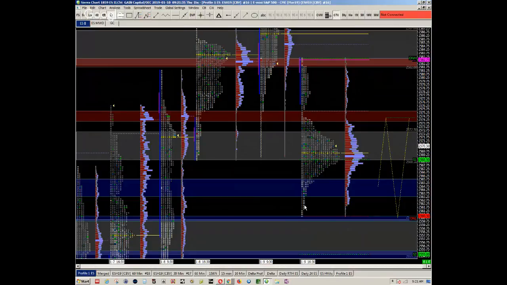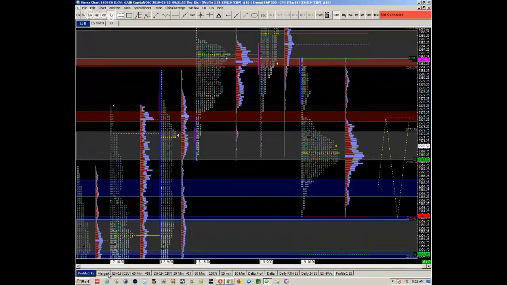Kind of traded back out of there, which again is another, if we trade through there, we don't get a lot of acceptance below these value areas. This might be a reversal. We may just get a look below the overnight low and come back in.